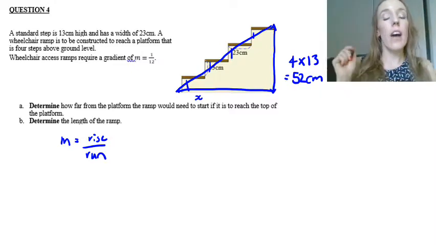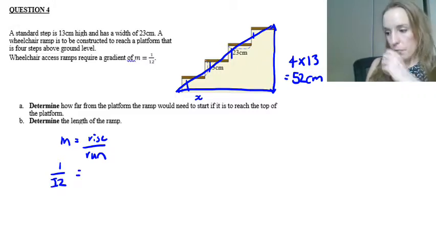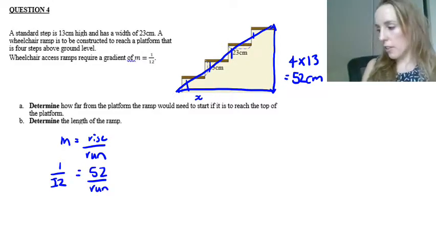Now we actually know some of these things. We know our gradient is actually 1 over 12, so that's our gradient, and we know our rise, and we just have to work out our run. So it's 52 over our run. And then we can just use algebra there to solve it.